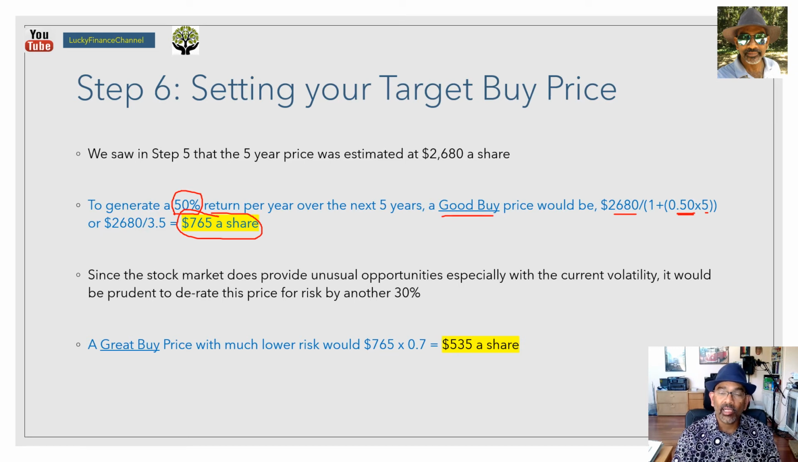But since the stock market is unusually volatile right now, it would probably be prudent to derate that price by another 30%. And that would give you a buy price of about $535 a share. I feel very comfortable with that price.